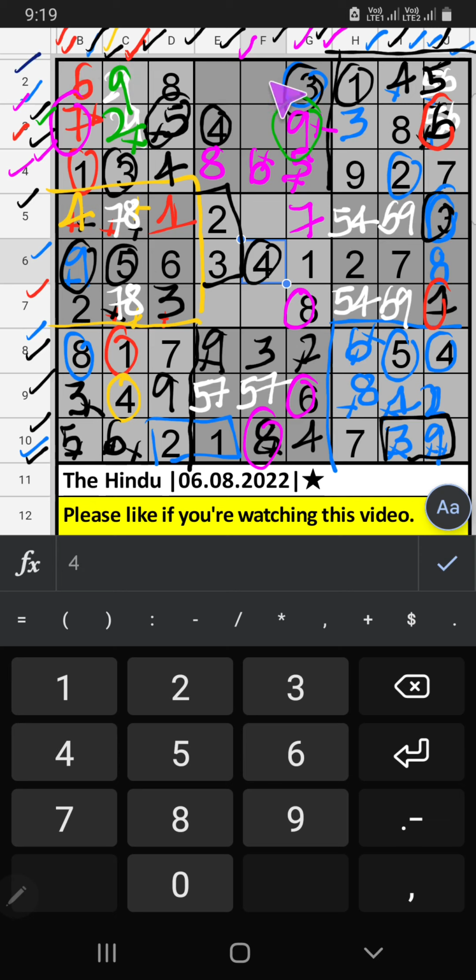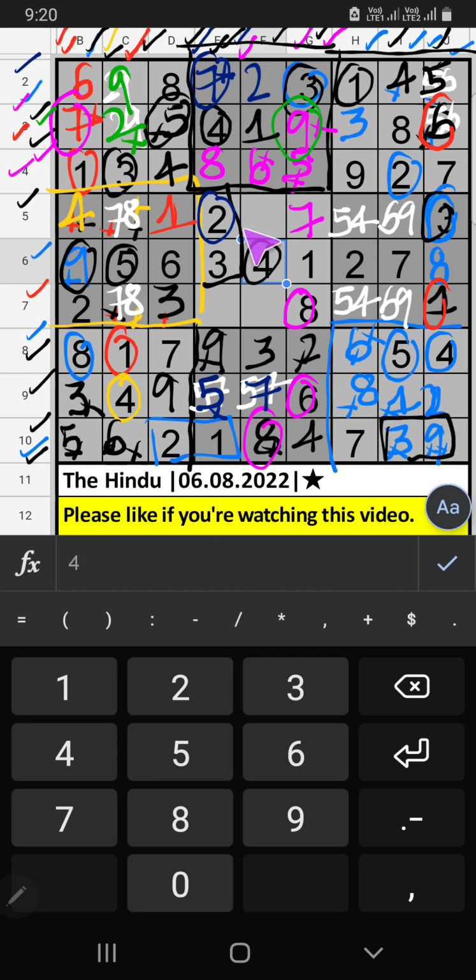Second row, 2 numbers are remaining, 2 and 7. Column E, we already have 2, so 2 can't come in the cell. 2 is confirmed here. Then 7 is here. Column E, we have 7, so 7 can't come in the cell. 7 is confirmed here. Then 5 is here. Second grid, only 1 number is remaining. 1 is confirmed here.